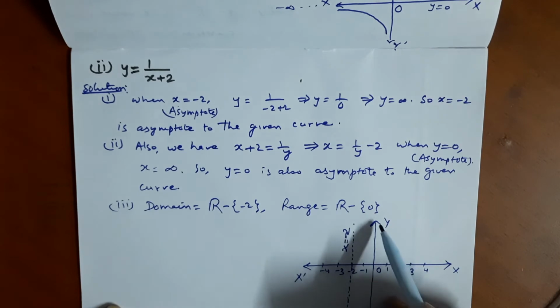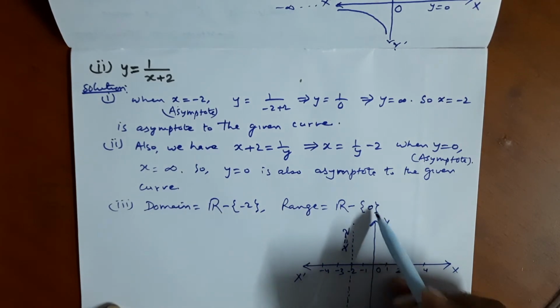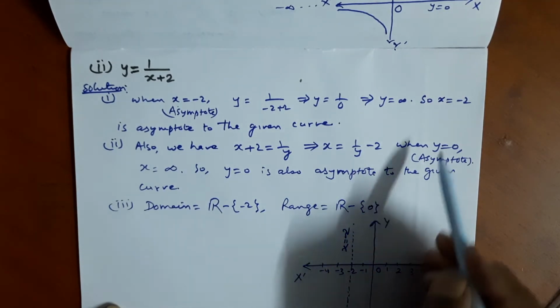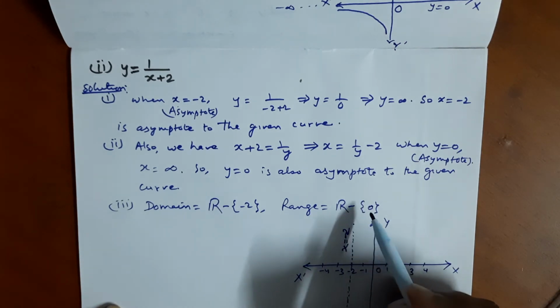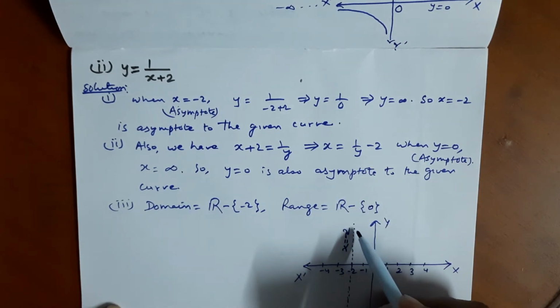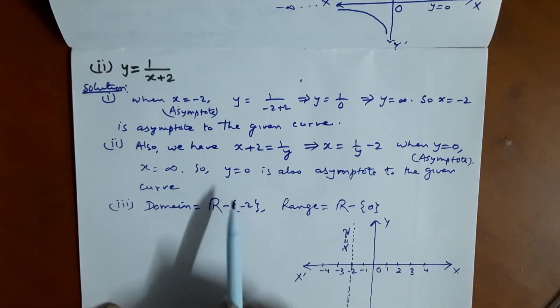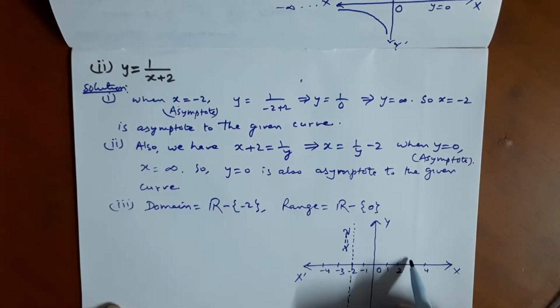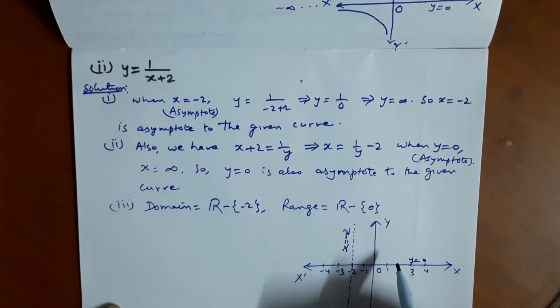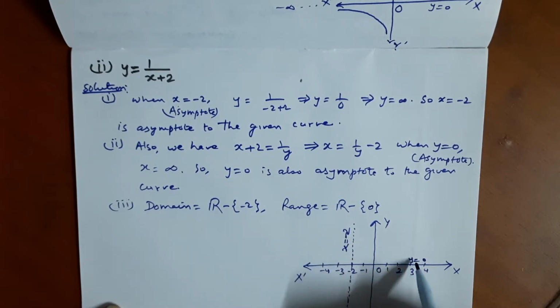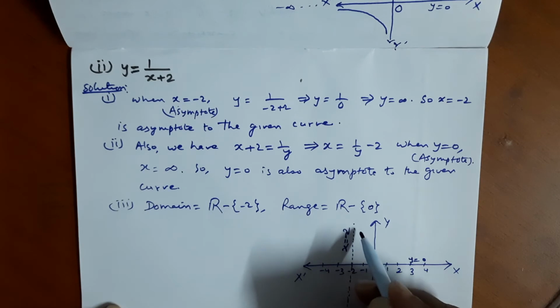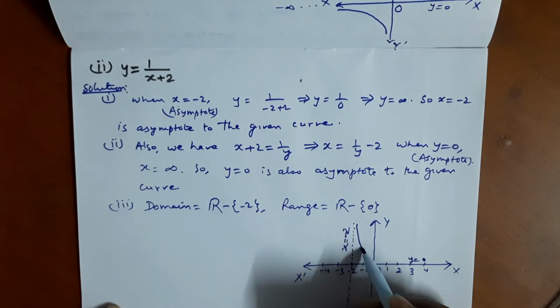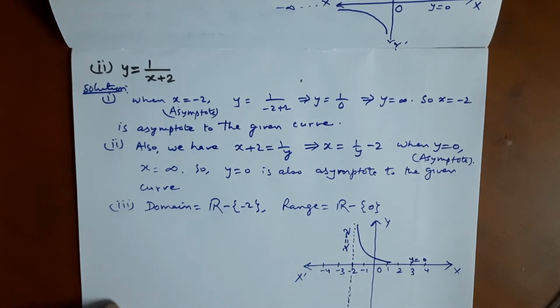When y equals infinity, meaning at the very far end of the y-axis, infinity is on this side, at that time x equals -2. So the curve goes together with x equals -2 in this direction. And also y equals 0. Y equals 0 means it is the x-axis. So the curve goes together with the x-axis also, together with x equals -2 also. So the curve will be like this. So this type of curve you will get.